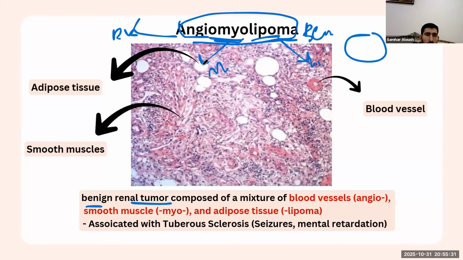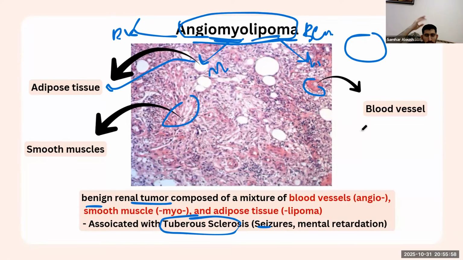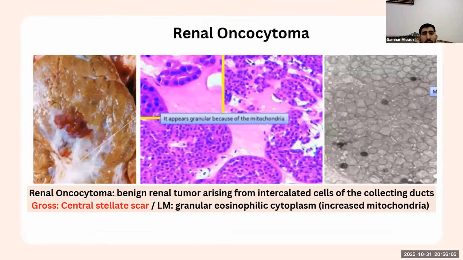Okay? When we do light microscopy, we'll see adipose tissue, which is the white parts here. We will see smooth muscles. We will see blood vessels. That's angiomyolipoma, a mass made of lipids, blood vessels, and smooth muscles. Okay? It's associated with a disease called tuberous sclerosis. So if you can't recognize the picture, the case may be someone with renal issues, seizures, mental retardation. There is a disease called tuberous sclerosis that causes seizures, mental retardation, epilepsy, and angiomyolipoma. Okay? It's very easy. The picture is very high yield, it may come in the exam.